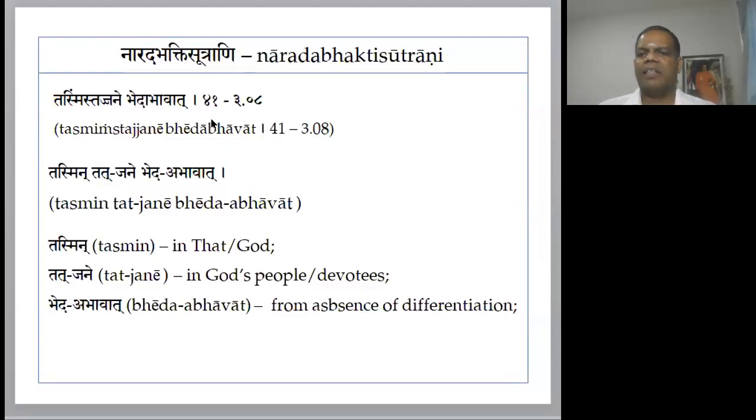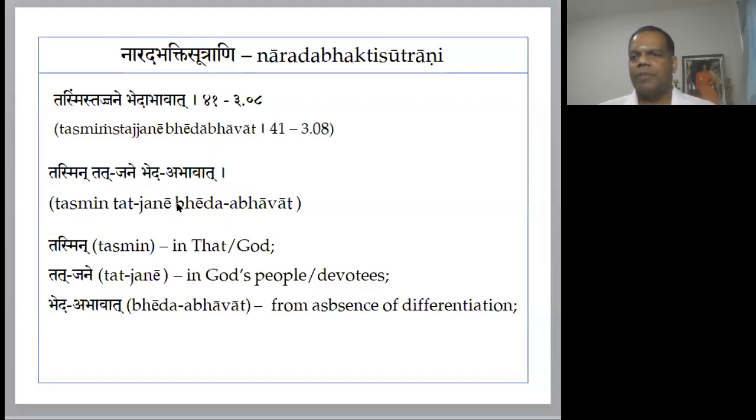The bhe and the bha. Okay, bhe and bha are aspirated consonants because they are again the fourth letter of the pa vargo, the pa class of consonants. So they have to be aspirated. Bhe, da, the da is not aspirated. Bhe, da, bhavat. Okay, so just pay attention to that.